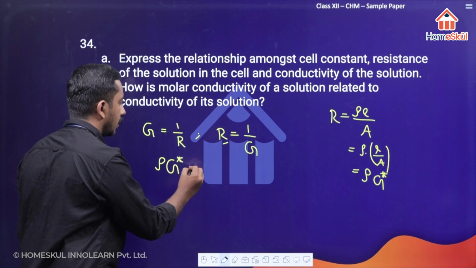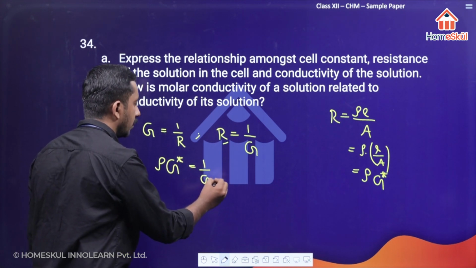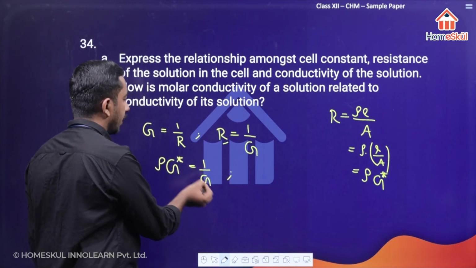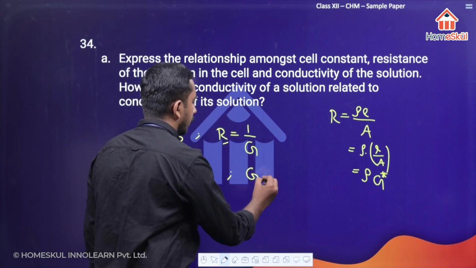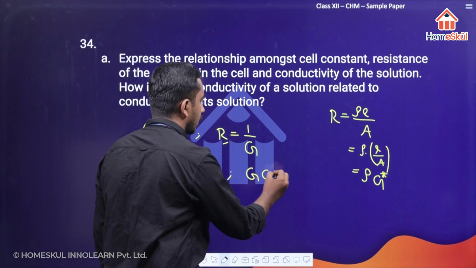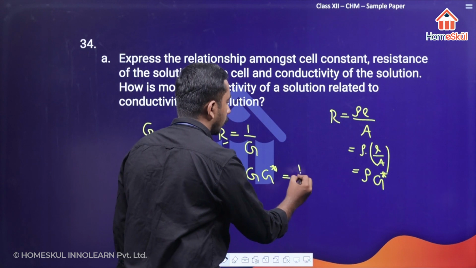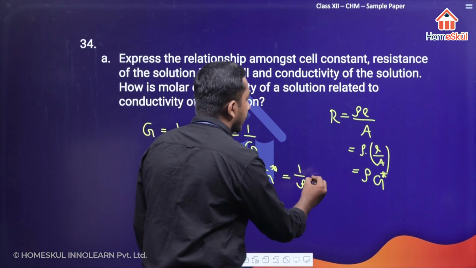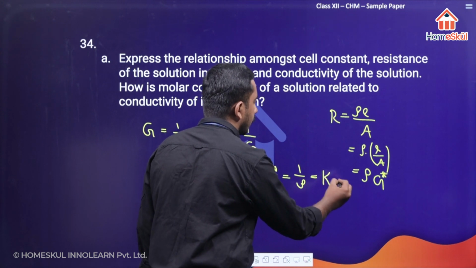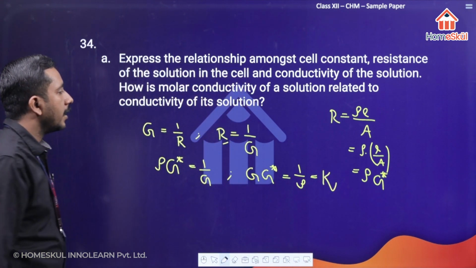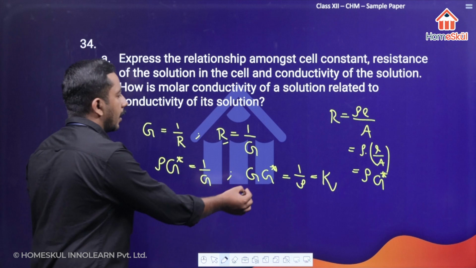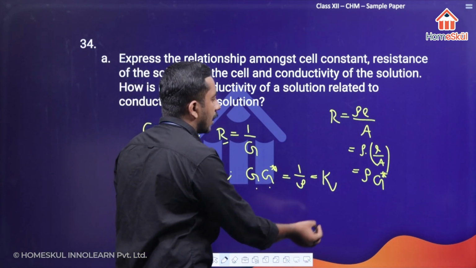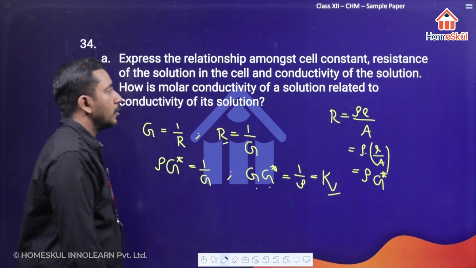Rho into G star is equal to 1 by G, or we can take this G to the other side, that is conductance into cell constant is equal to 1 by rho, and this 1 by rho is nothing but the conductivity of the solution, which is represented as kappa. So the required relation is that conductance into cell constant will give you the conductivity of the solution.